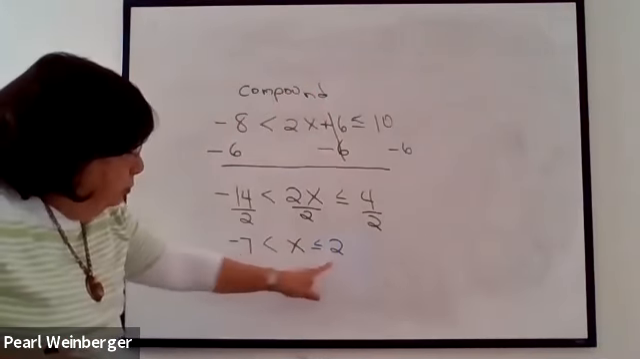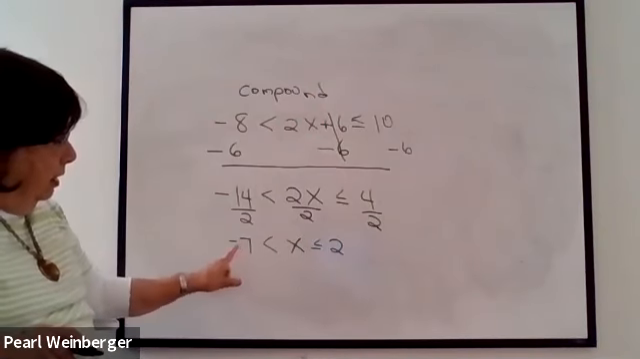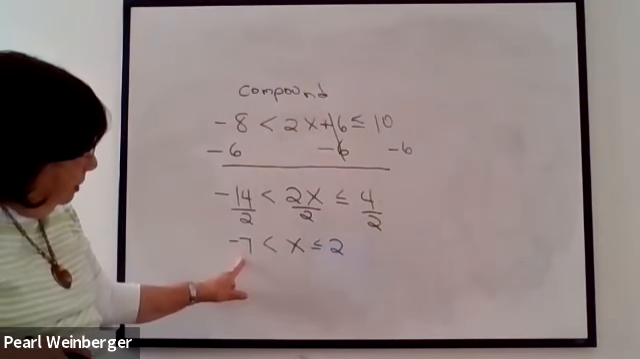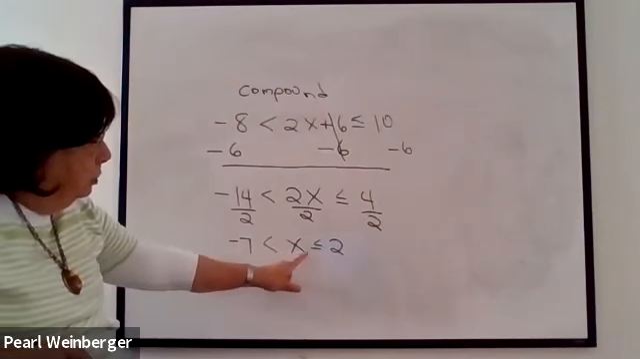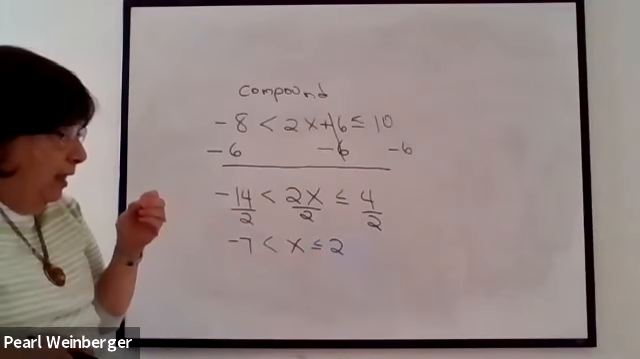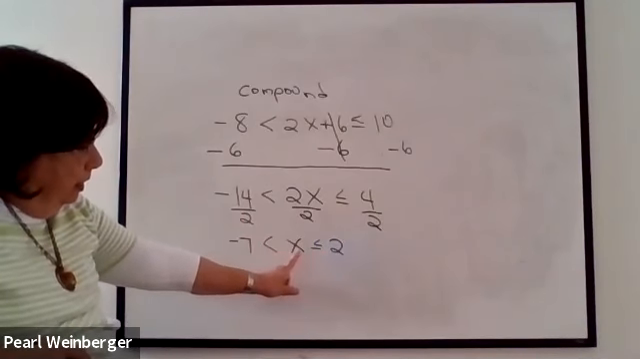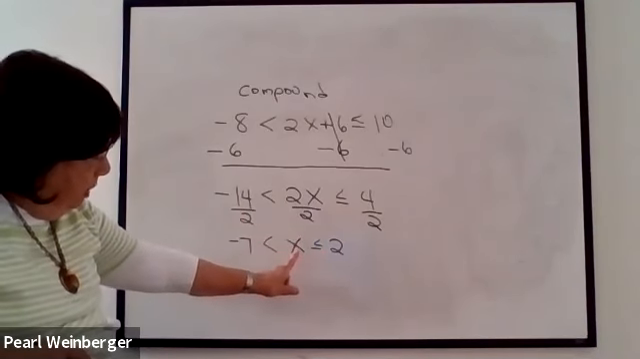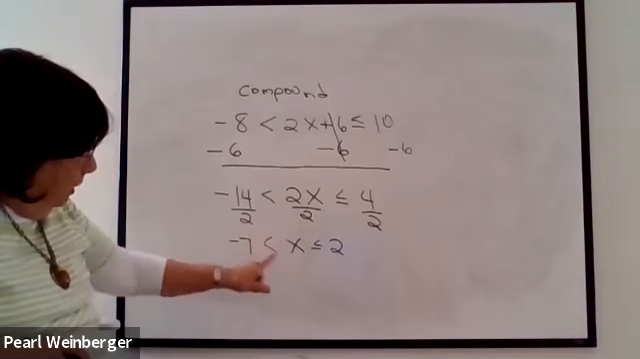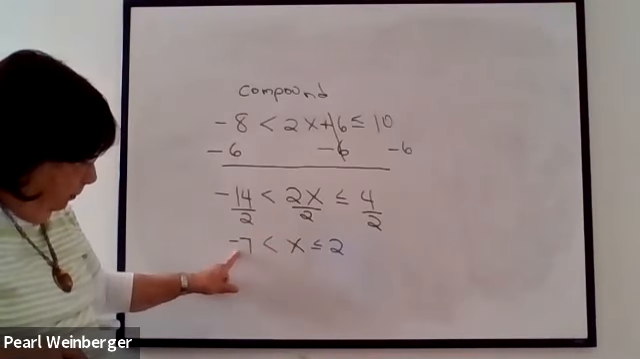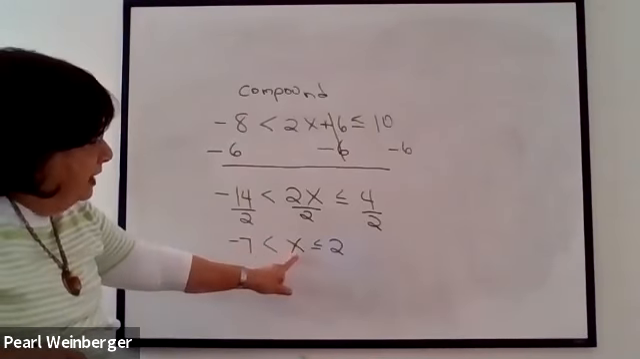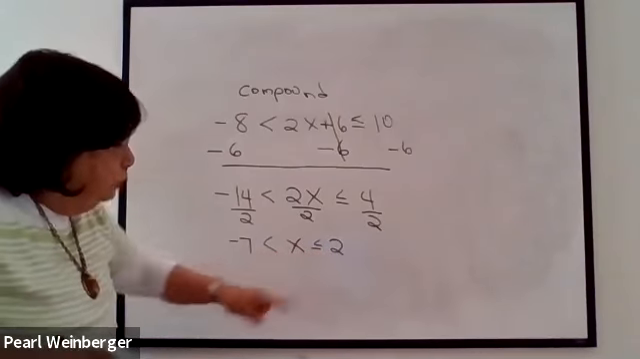This is the solution. What does this say? It says -7 is less than x, which is less than or equal to 2. Sometimes it's easier to read it from the middle. This is really telling me that x is greater than -7, and at the same time less than or equal to 2.